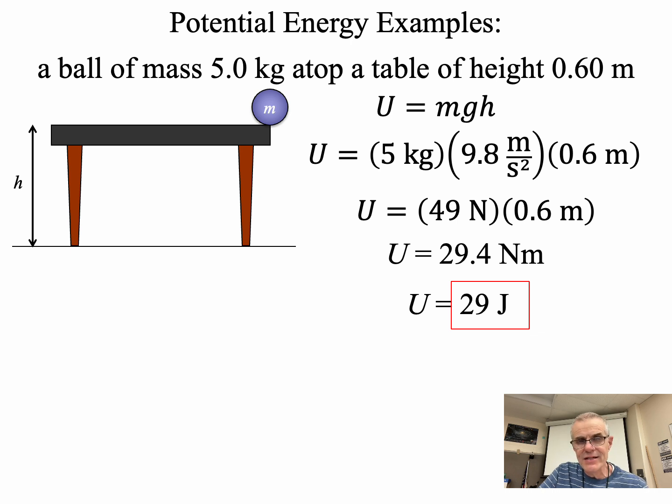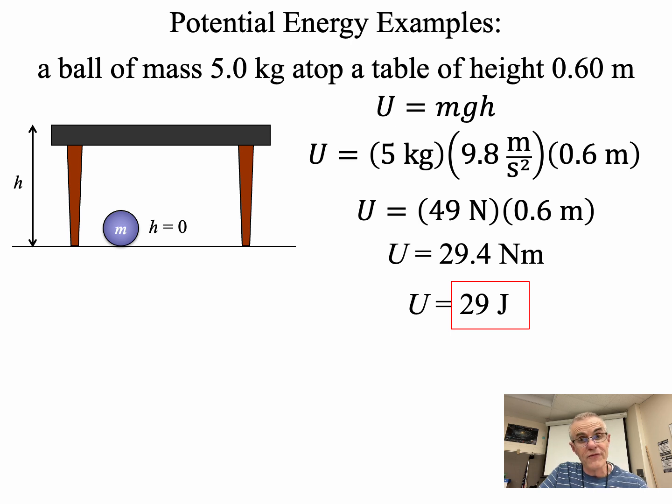One technicality is it's energy associated with the system, you might say. There's the ball and then there's the earth. If you don't have the earth, you're not going to have this energy. So if you have a table floating in space with no gravity, you don't have this energy. But we often would just say, okay, the ball has this energy. You need the earth too.